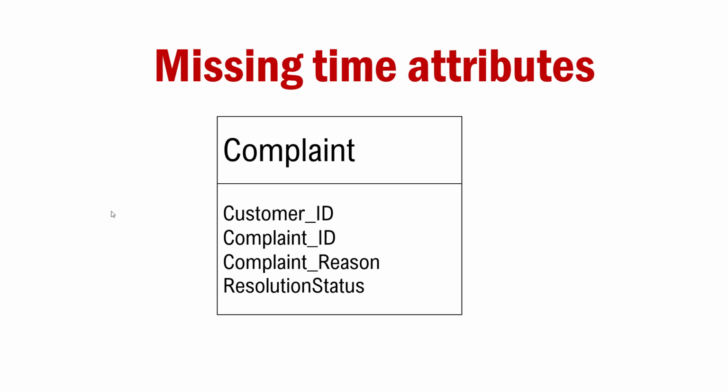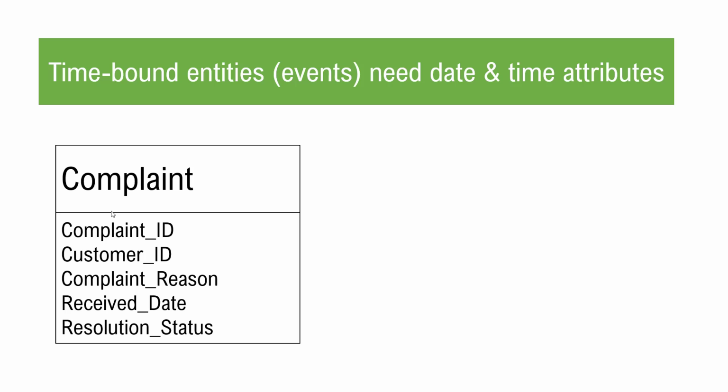Moving along, missing time attributes. Time is another important attribute, almost as important as name. In this case, my entity is complaint, and I see that we are tracking who's a customer that made the complaint, what's the complaint identifier, complaint reason, resolution status, but when did this complaint happen? That little piece of information, which usually is important whenever we are processing complaints, which are events, is missing here. So any time-bound entities, and often we call them events or transactions, need date and time attributes.